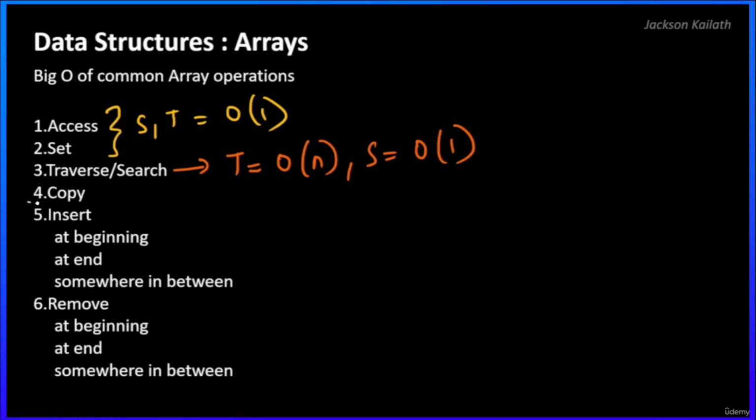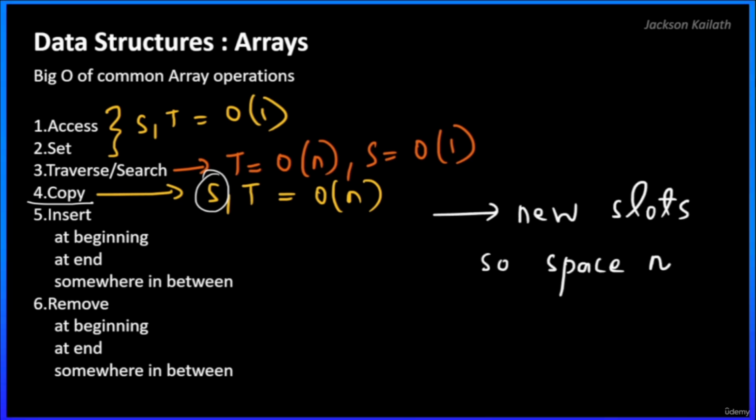Let's say we want to copy the array which we have and create a new array. All right, so we are making a copy of the array. In this case, space and time is going to be equal to O of n. Now, why is that so? With respect to space, we are creating a new array, right? And the new array is also going to have n elements. So that's why we will need new memory slots.